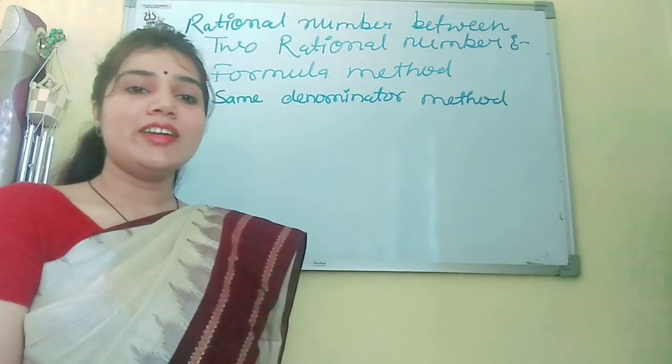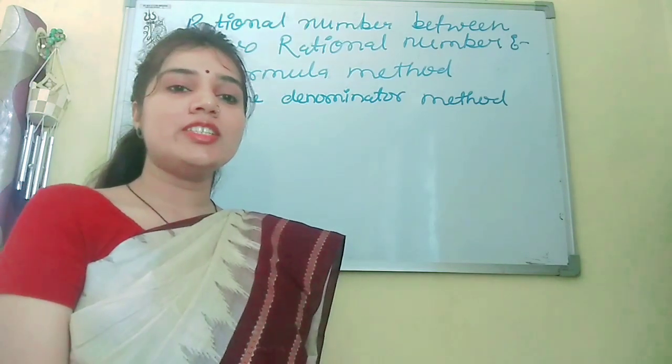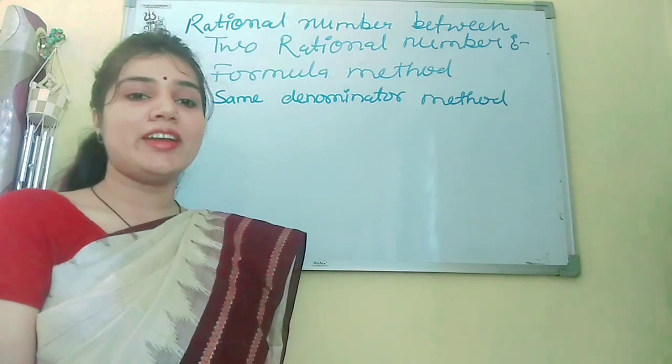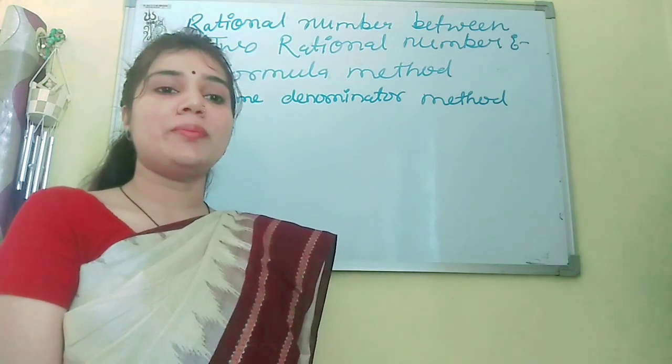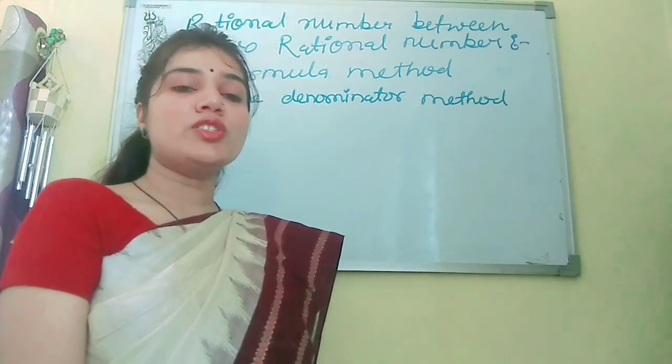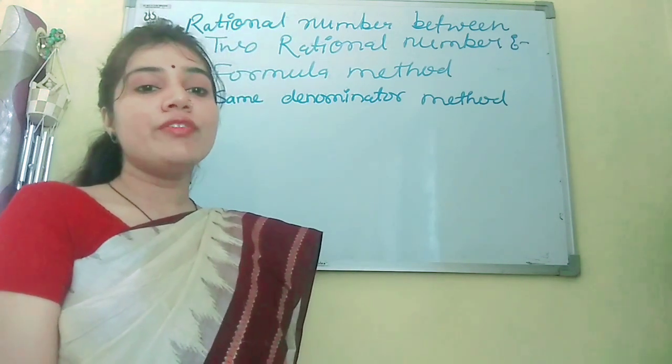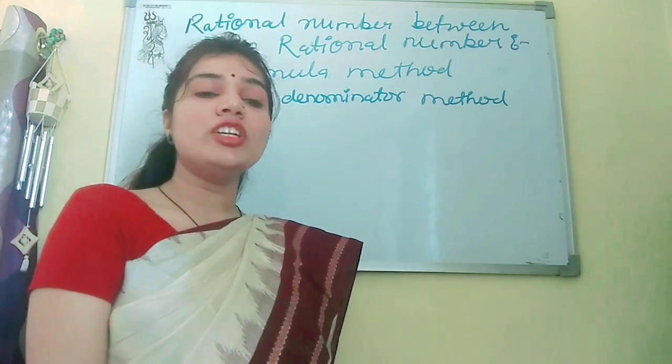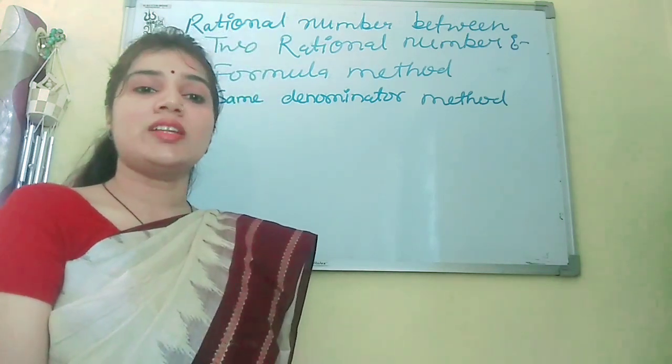Hello friends, in our previous video we discussed the types of numbers, rational numbers and the representation of rational numbers on a number line, which link I have provided in the description box, so you can go through that. So today we will discuss how to find a rational number between two rational numbers.